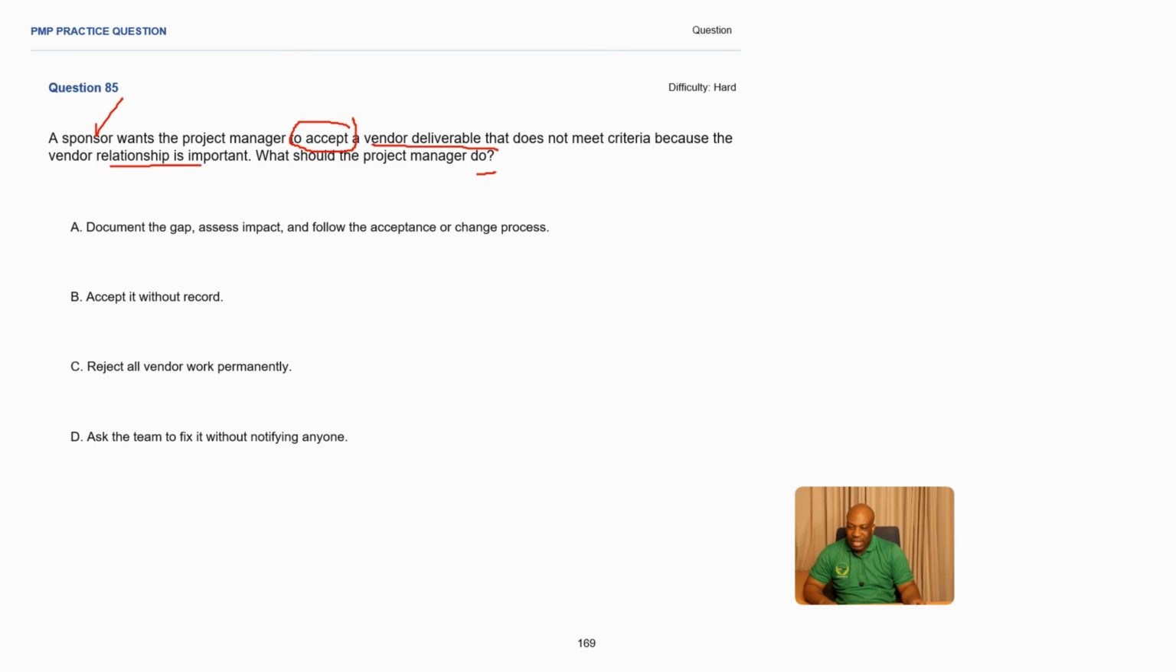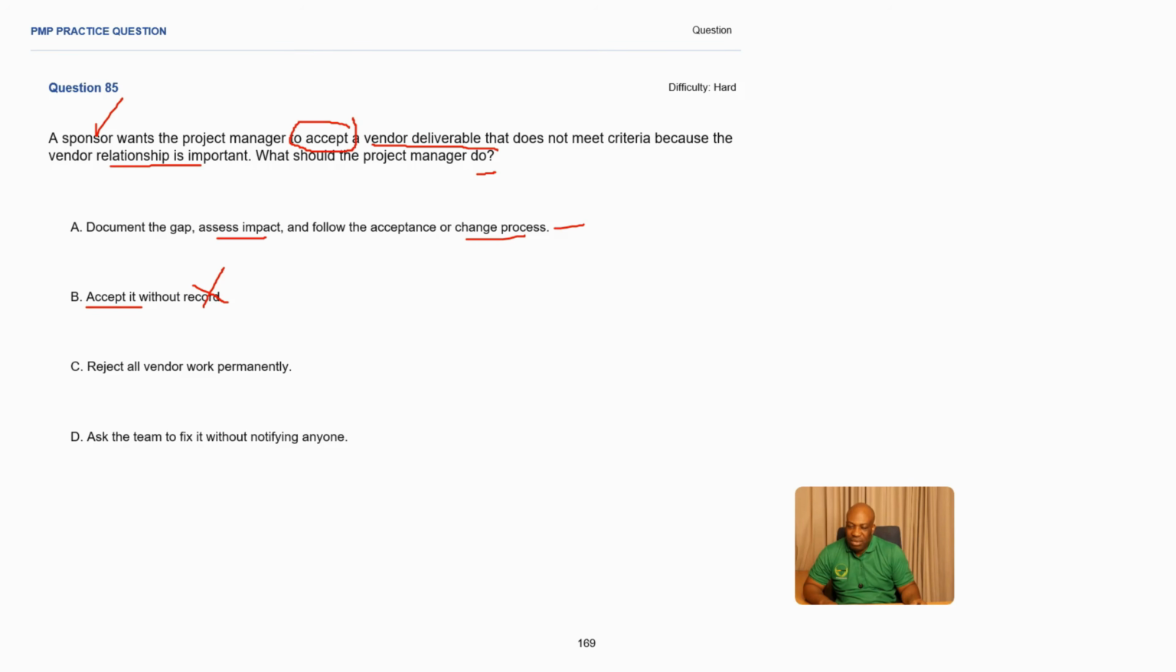A, document the gap, assess impact, and follow the acceptance or change process. I like two things here, change process and also assess the impact. So I'll leave this one for now. B, accept it without record. You don't just accept it because it's coming from a sponsor. You also need to create a record, making this one an incorrect answer.